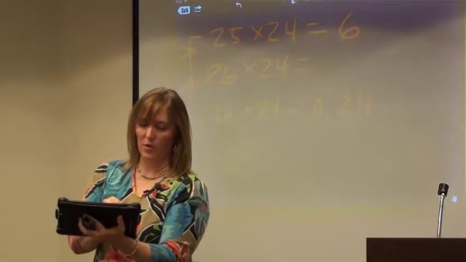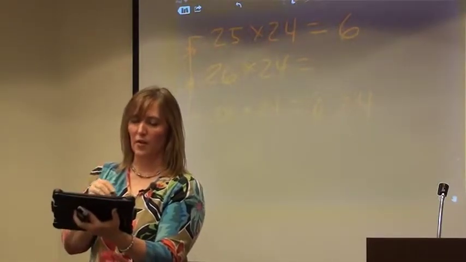So how do I find this 0.26 times 24? How do I find 26 hundredths? I got 25 hundredths. I got 1/100th. What do I need to do? Just add them together. Put the 0.25 and the 25 hundredths and the 1/100th together to get the 26 hundredths.